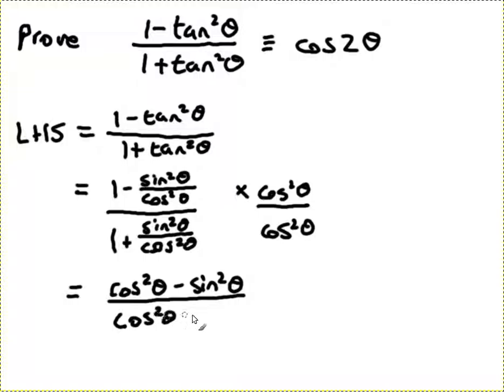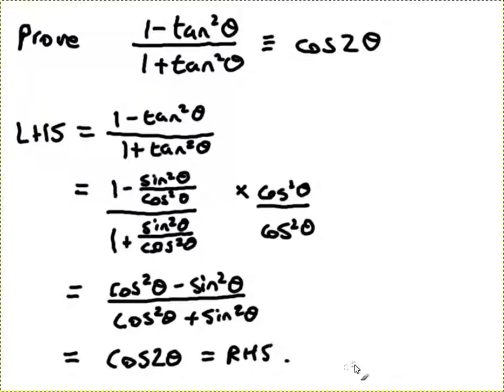Now that is very, very nice, of course, because cos squared plus sine squared is simply 1, and cos squared minus sine squared, we discovered in the last slide, is exactly the same as what we're looking for, cos 2 theta, which is the right-hand side, and that completes our proof of that trigonometric identity.